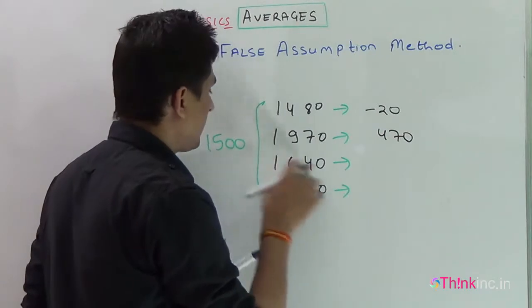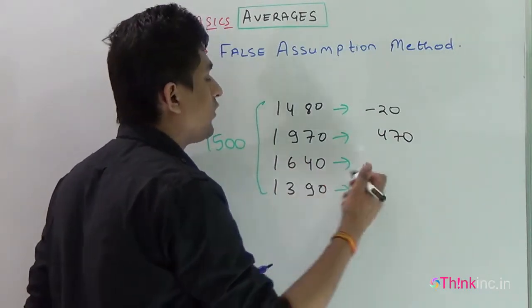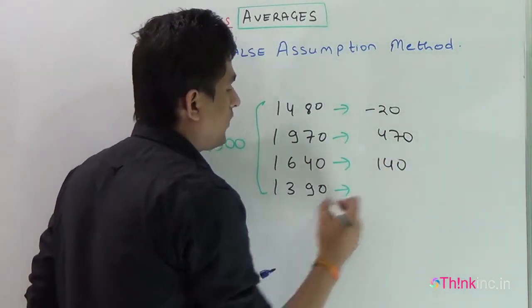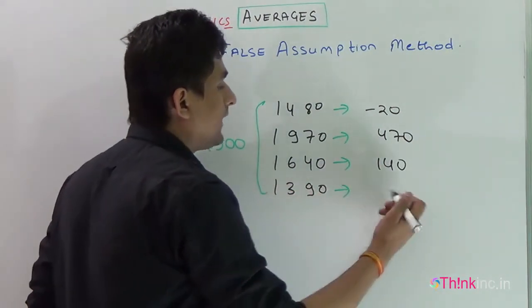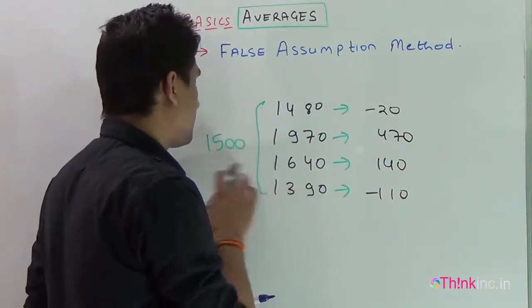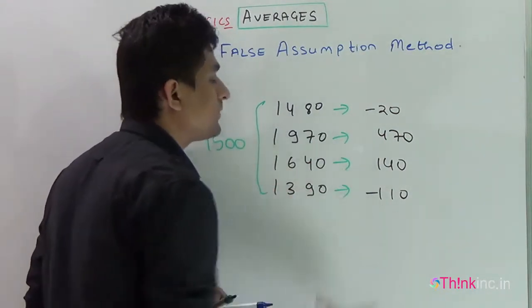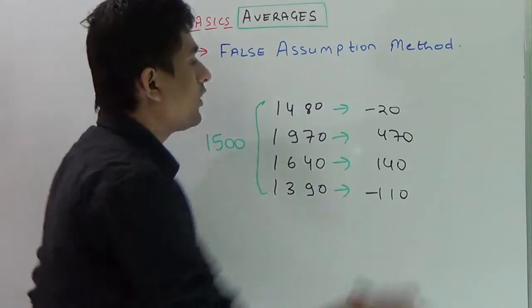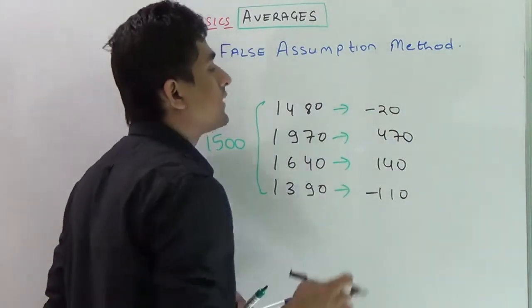When I subtract 1500 from 1640, I'll get 140. When I subtract 1500 from 1390, I'll get 110, this time negative, because 1390 minus 1500 is minus 110. And you can also term it as a net deficit and net surplus.